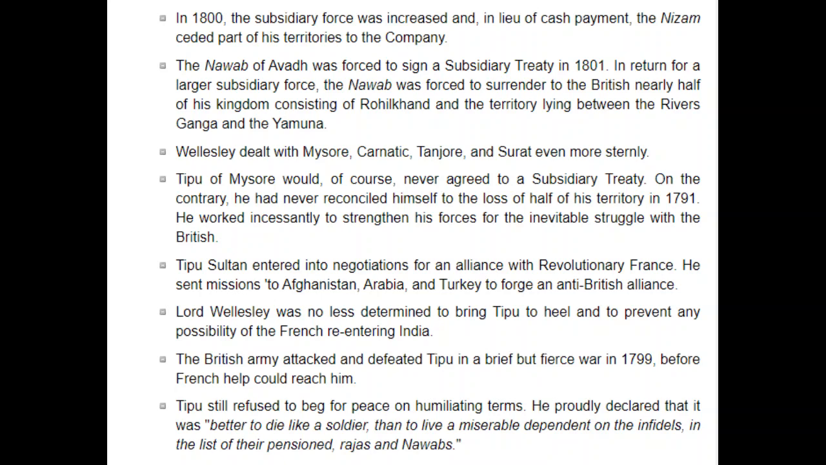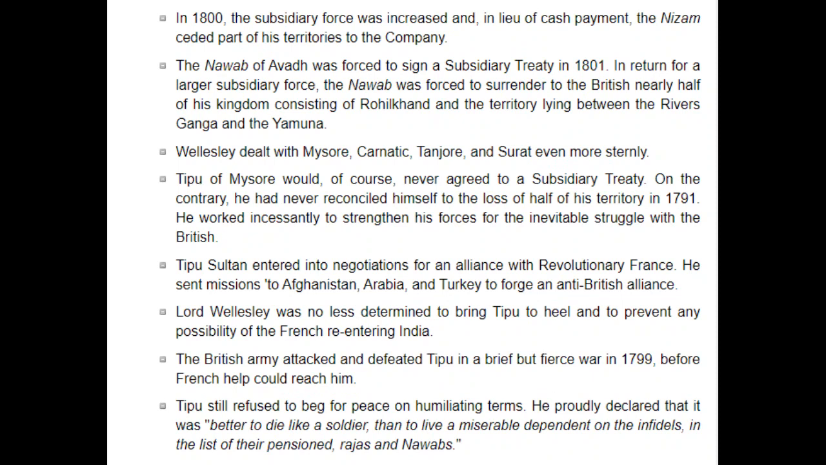The Nawab of Awadh was also forced to sign a subsidiary treaty in 1801, and in return for a larger subsidiary force, the Nawab was forced to surrender to the British nearly half of his kingdom, consisting of Rohilkhand and the territory lying between the rivers Ganga and Yamuna. The delta regions were handed over to the Britishers. So now you can see how much wealth the Britishers had acquired.